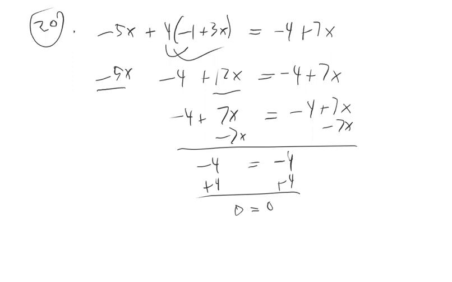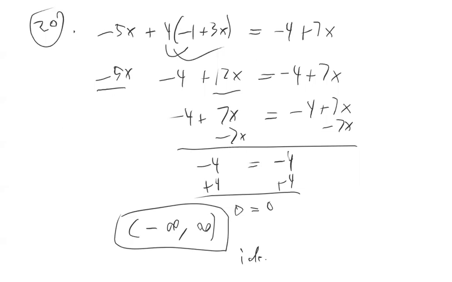So this is always true. So the solution is from negative infinity to infinity. And the equation is an identity because it's always true. All right, now let's try to do problem 21.